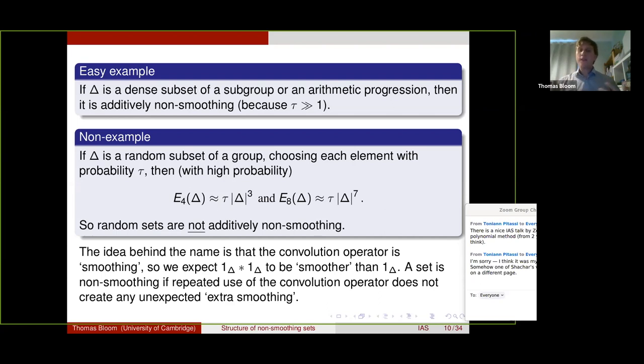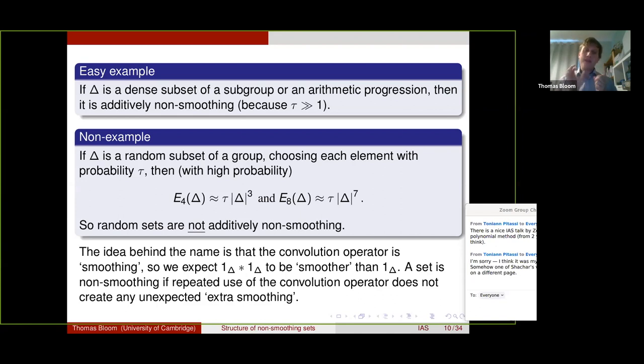A set being non-smoothing means that, okay, I've applied one convolution, I'm looking at delta convolved with delta, i.e. I'm looking at U4. It's non-smoothing if I don't gain by doing that again and again and again. I'm not creating any extra smoothing by repeatedly using the convolution operator, or equivalently by adding the set to itself many times.